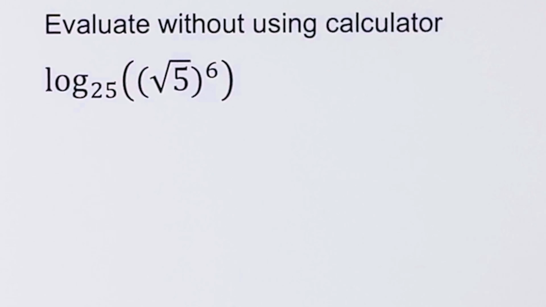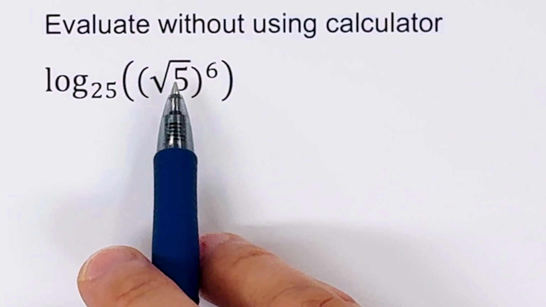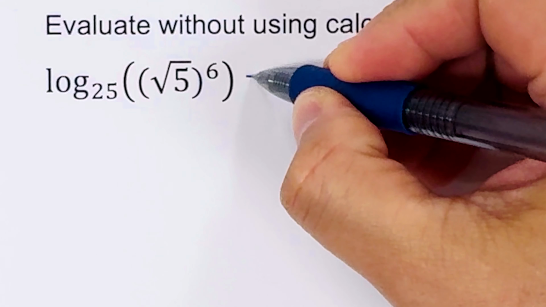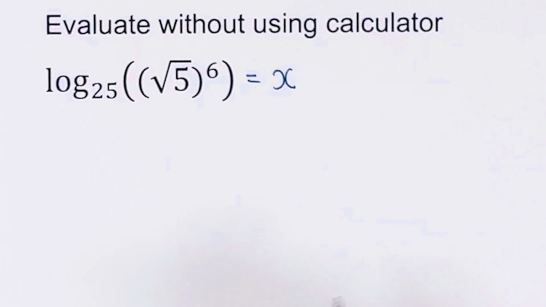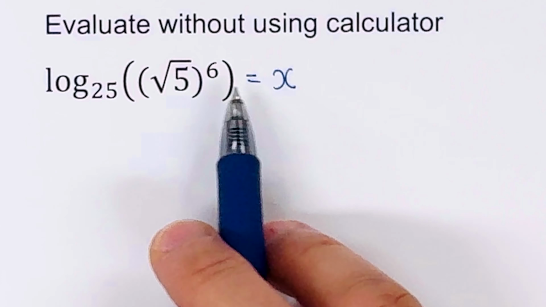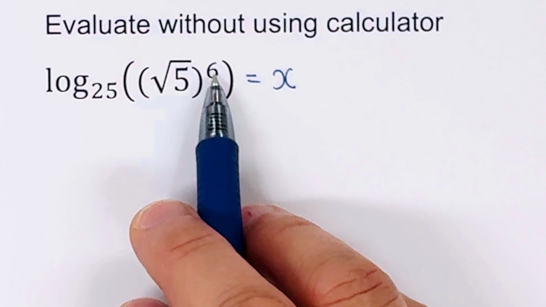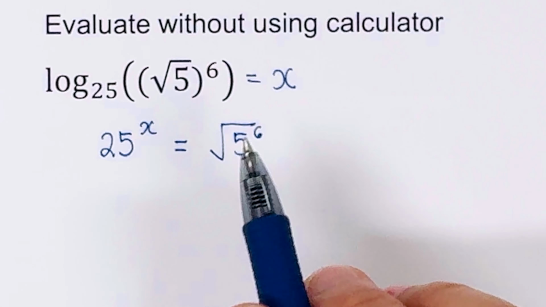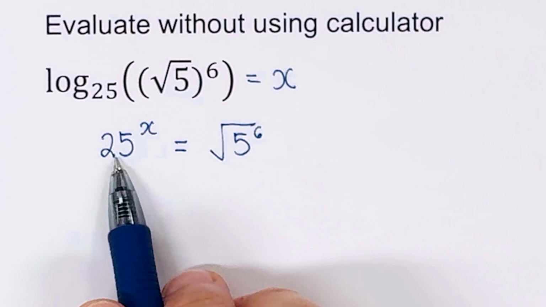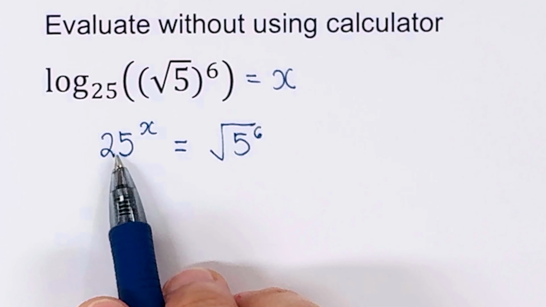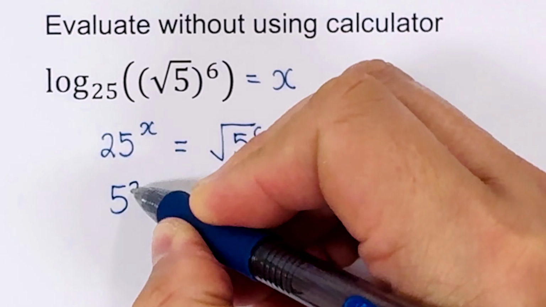In this example, we're given log base 25 of square root of 5 raised to the power 6. Again, we will equate this expression with a variable, let's say x here, so that we can go ahead and change this to its exponential form. That's 25 raised to the power x is equal to square root of 5 to the power 6. Now we can go ahead and change this into rational exponent form. Since we notice this is a 5 and this is 25, we can rewrite this 25 with a base 5, and that is actually 5 squared.